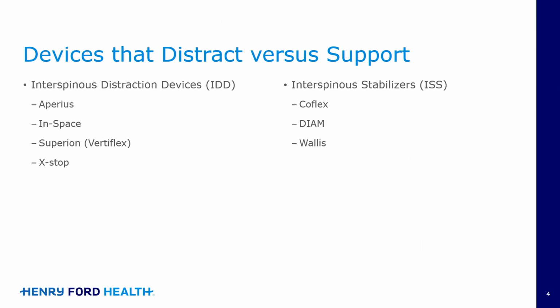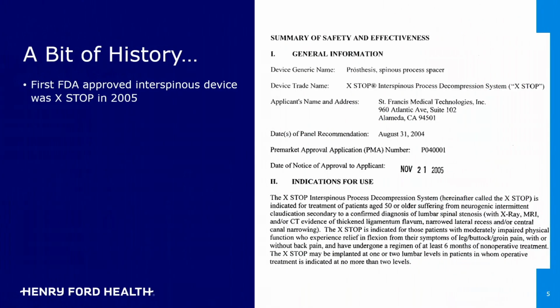Another important distinction is between the classes of devices. You have the interspinous distraction devices, and then you have the interspinous stabilizers. The distraction devices are probably the older designs. Pretty much everyone's heard of the X-Stop. The other product people will be familiar with is Superion, made by Vertiflex. And then you have some of the more modern designs, the interspinous stabilizers. Coflex is probably familiar to most folks in the room nowadays.